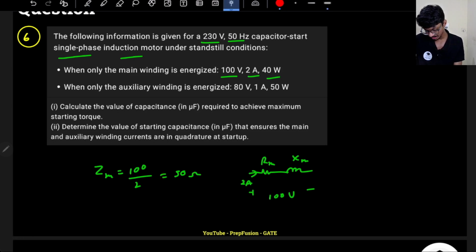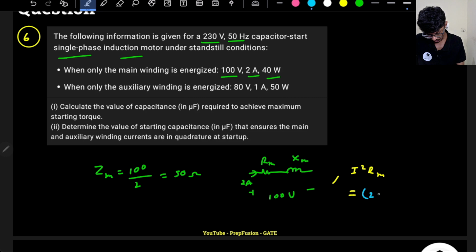And what about the resistance? It is consuming 40 watts of power. So 40 watts of power basically means it is I square R, I square into Rm. So it will be 2 square into Rm. Rm I don't know, I have to find out. And power loss is 40, right? So Rm equals 10 ohms. Okay, Rm I got 10 ohms.